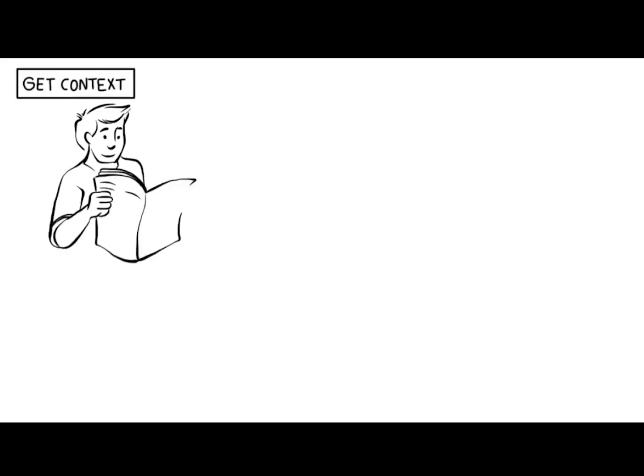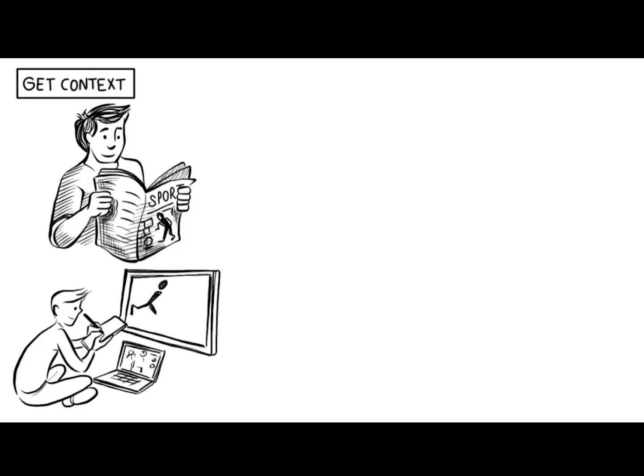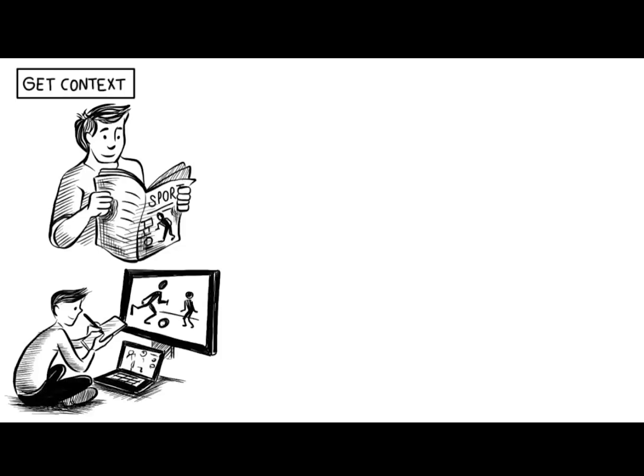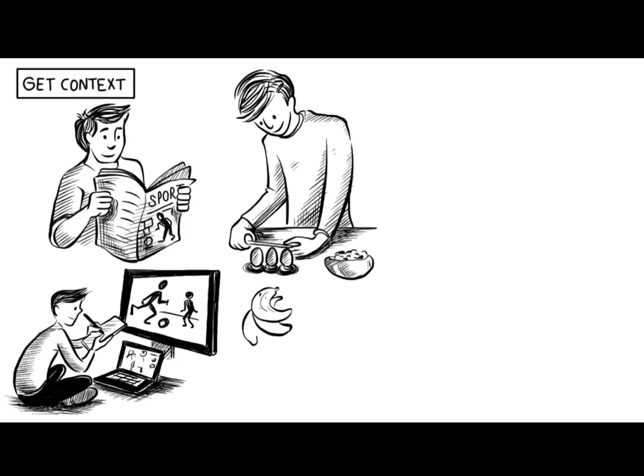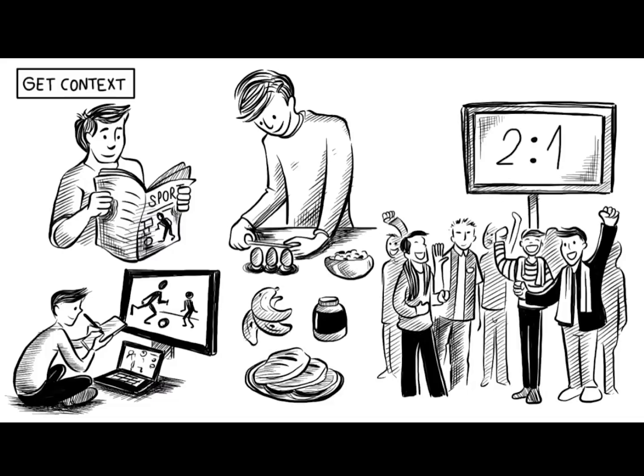Get context. If you need to study maths, but your passion is sports and cooking, analyze your favorite football player. Find out how many kilometers he runs and how many goals he scores on average. Then calculate calories and make a healthy meal that would give him enough energy to score 2 goals in 1 game.